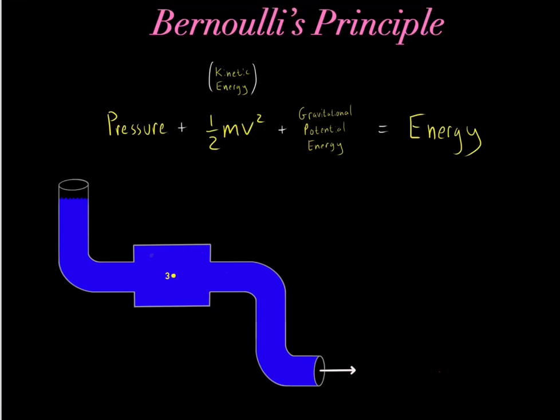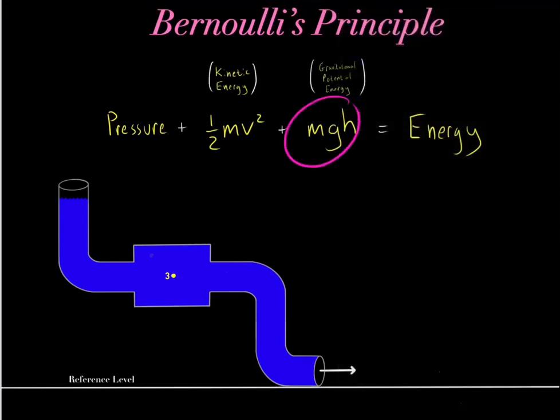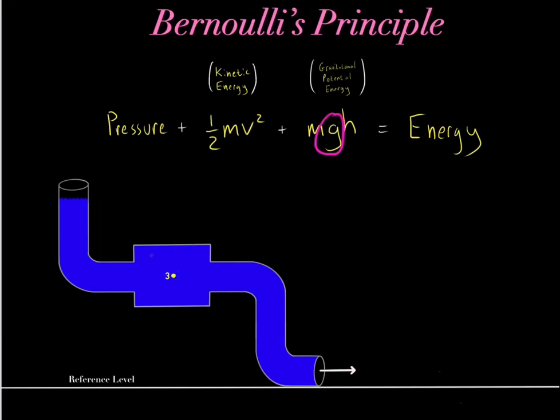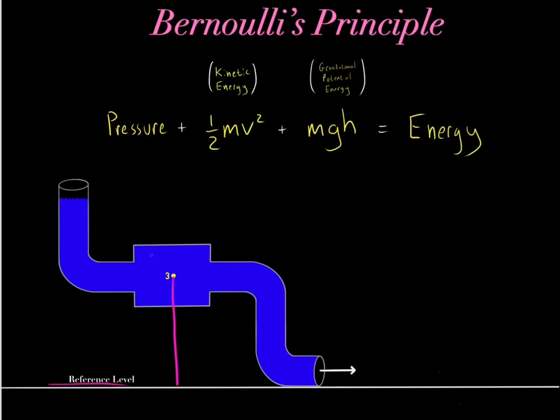However, how do we determine the amount of gravitational potential energy at this point? Well, we use this simple equation. We find the mass of the water molecules at this point, multiplied by g, the acceleration due to gravity, and multiplied by h, this height relative to a particular reference level that we would choose.